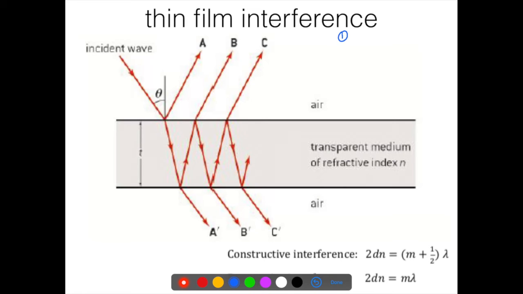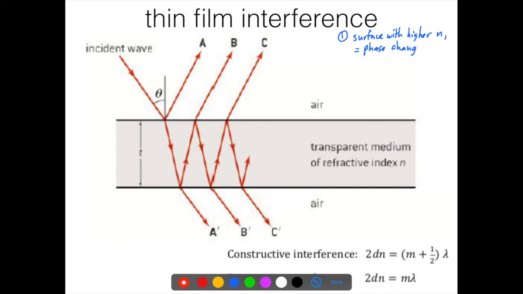One thing that we want to recognize is that if we are hitting a surface with a higher index of refraction, then that means that we're going to get a phase change.